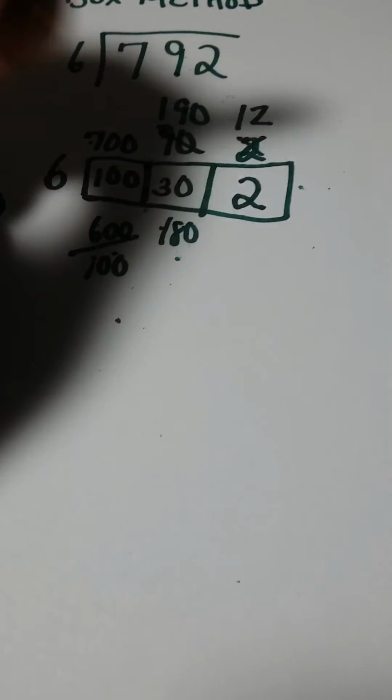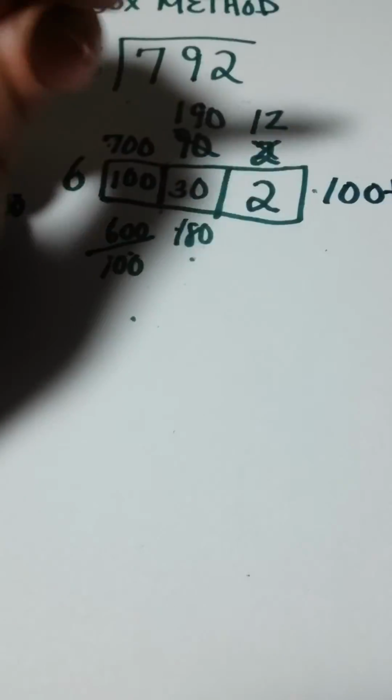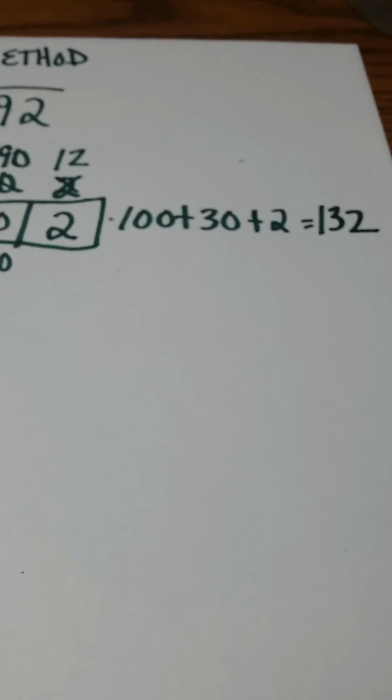So what do I do to get my answer? I then add each number that was in the box. 100 plus 30 plus 2. Adding all the numbers that were in the boxes, I get 132. That would be my answer.